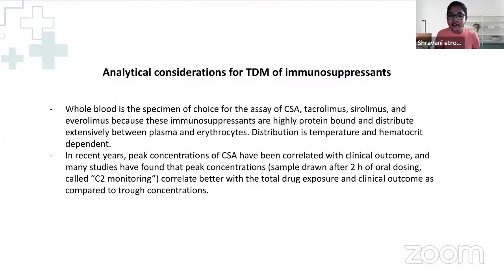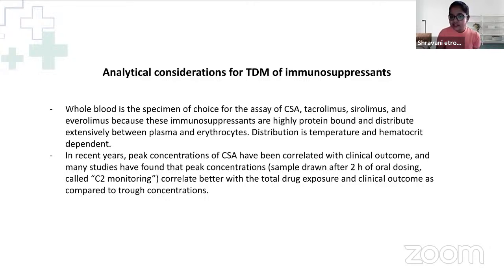And next comes analytical considerations for TDM of immunosuppressants. The whole blood sample should be taken if you want to see the drug levels of immunosuppressants such as cyclosporin A, tacrolimus, sirolimus, and everolimus. Because immunosuppressants are highly protein bound and they distribute extensively between plasma and also erythrocytes.